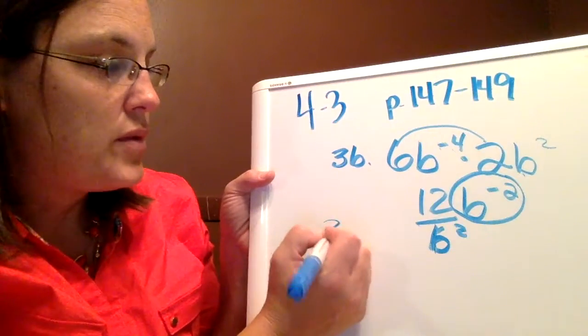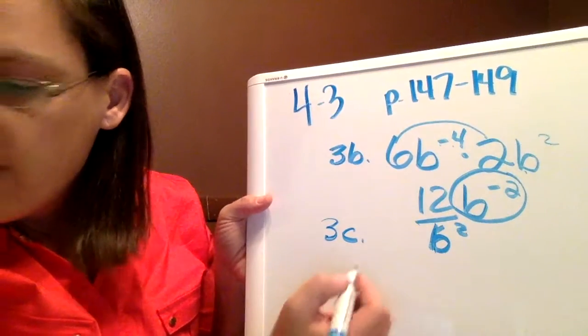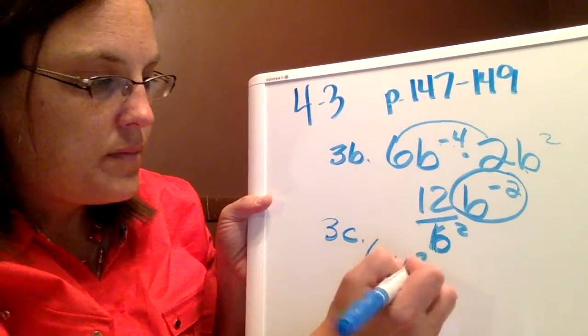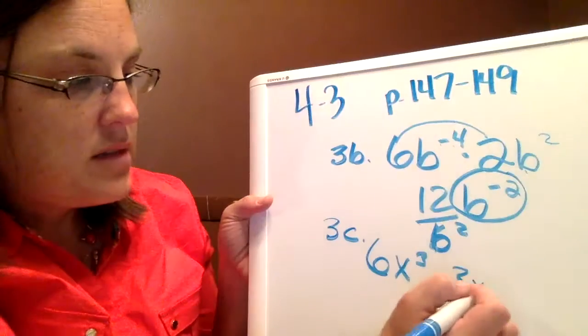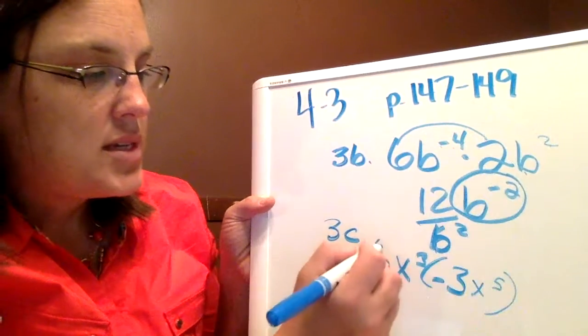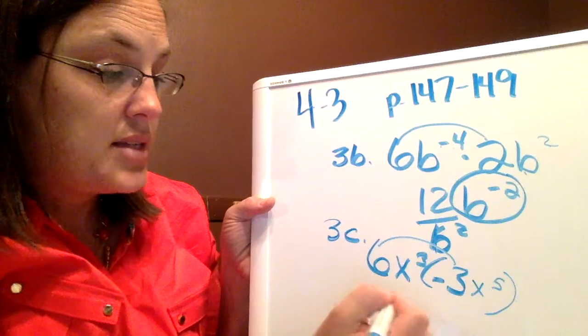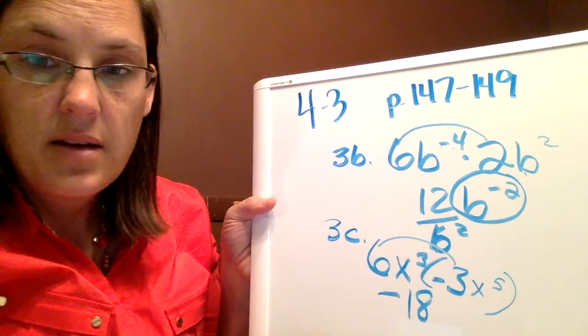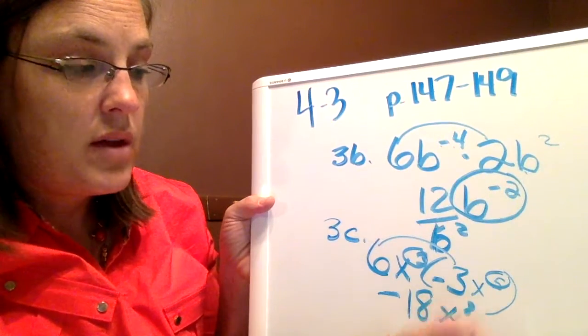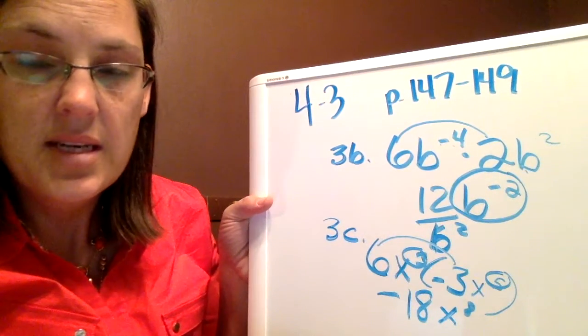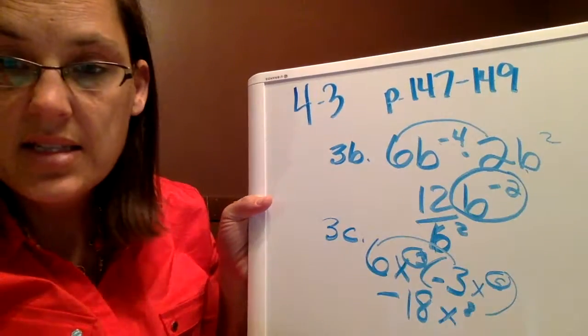Okay. For 3C, we have 6x cubed and we have negative 3x to the 5th. Okay, so 6 times negative 3 is negative 18. X to the 3rd, x to the 5th, that's a total of 8 x's. So your answer for 3C is negative 18 x to the 8th. And then go ahead and try 3D on your own. See what you get, and then we can compare answers.